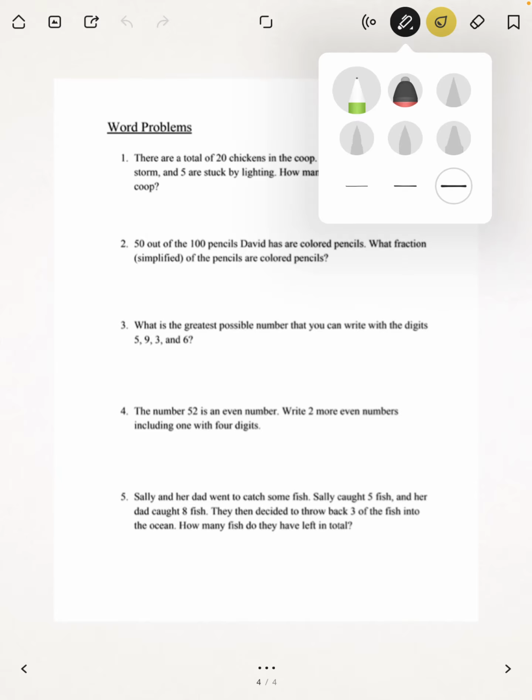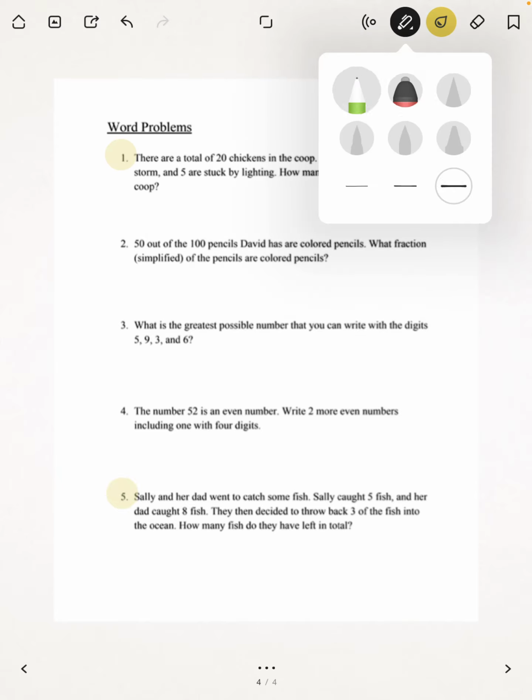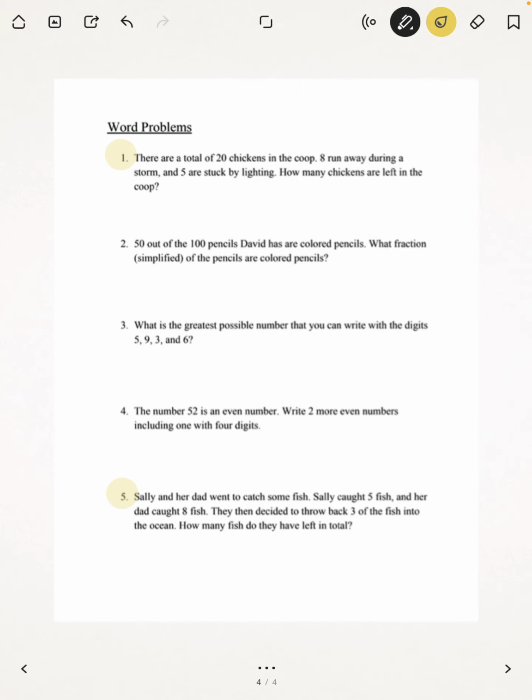Word problems. 1 and 5, I guess. There is a total of 20 chickens in a coop. 8 ran away during a storm, and 5 are struck by lightning. How many chickens are left in the coop? So it says that there's a total of 20 chickens at first, and there's a storm, and 8 run away, so I have to subtract 8 chickens. So that is a total of 12 chickens left.